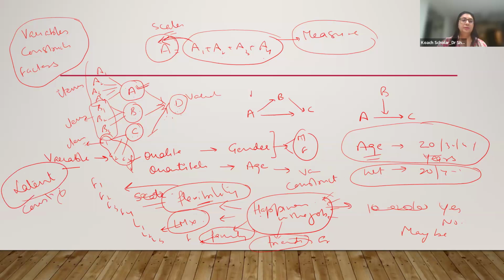Latent construct. जिस कंस्ट्रक्ट को हम डायरेक्टली मेजर नहीं कर सकते, we are measuring it through certain dimensions, then that construct is known as a latent construct. Understood? Clear? What are constructs? What are variables, factors, latent construct, dimensions, and items? So that now I will proceed to the type of variables.